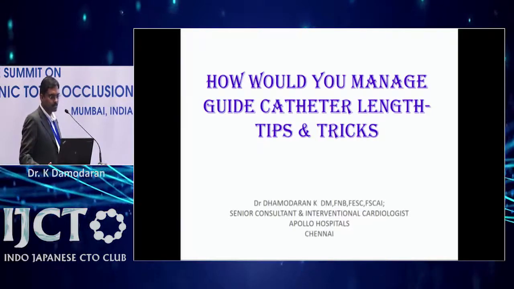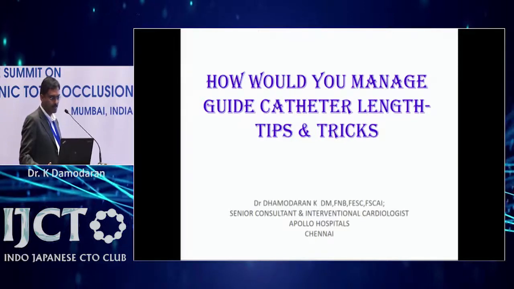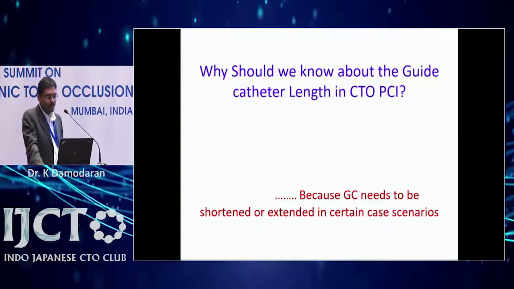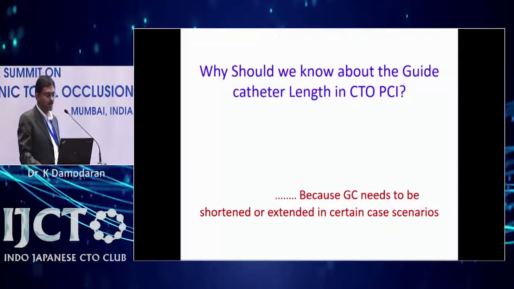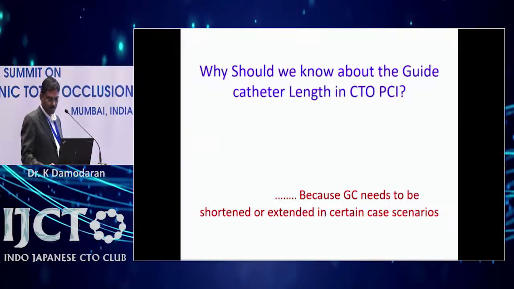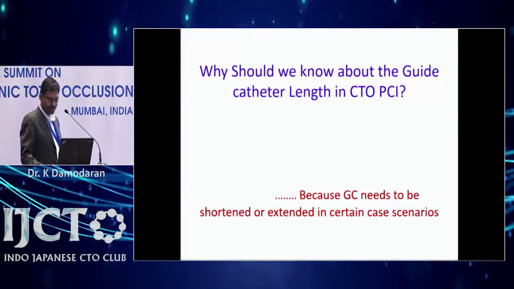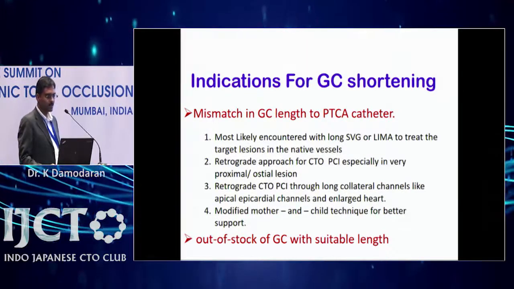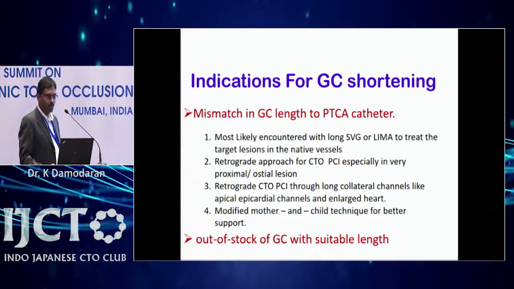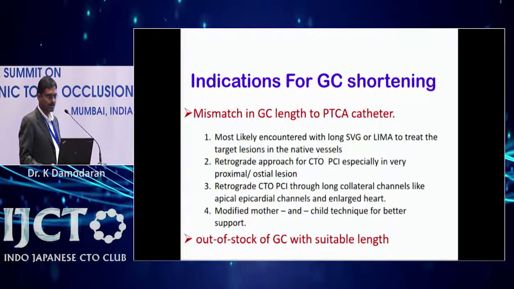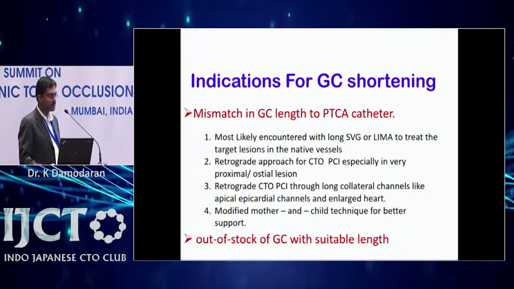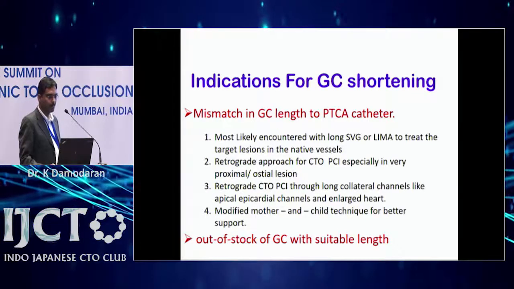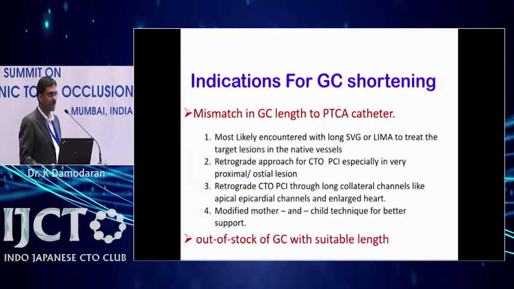My assignment is to talk on guiding catheter management, length management. Obviously, why should we know about the guiding catheter in CTO PCI? Because in certain cases, we need to cut short the guiding catheter or extend it in various lesion subsets, and there are certain indications in which we have to cut short the guiding catheter. Mostly, if we have to do a distal lesion in a native vessel through a long graft in a post-CABG patient through a venous graft or a LIMA, then we may not be able to reach with a standard catheter.